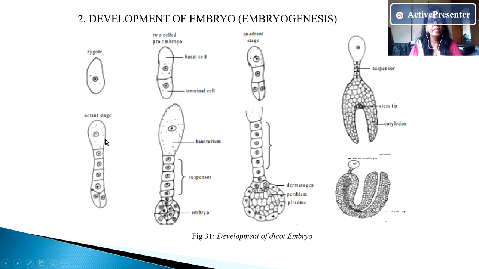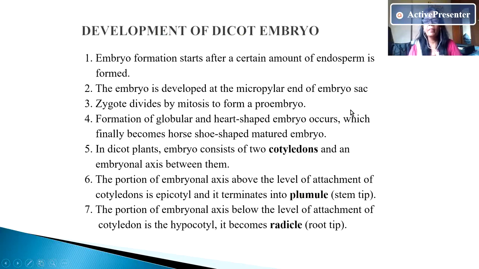And here this is the octant stage, and here the suspensor and embryo formation takes place. That is here, that is the periblem, plerome, these are the cell formations. And here the dicot embryo develops. Development of dicot embryo, the process is stepwise.